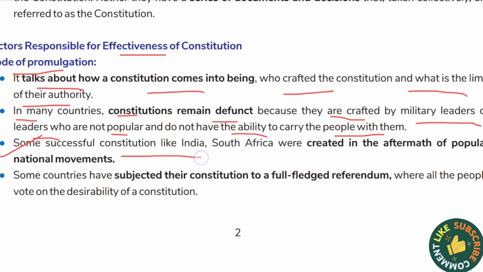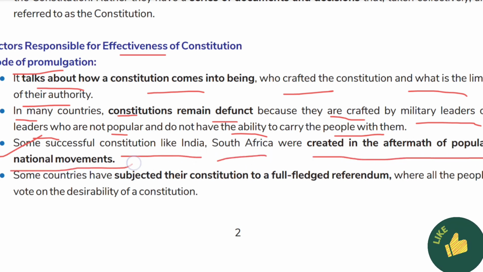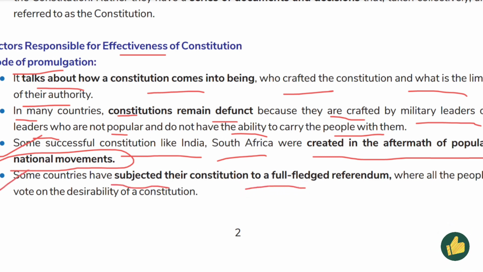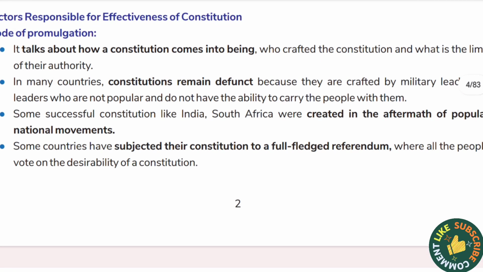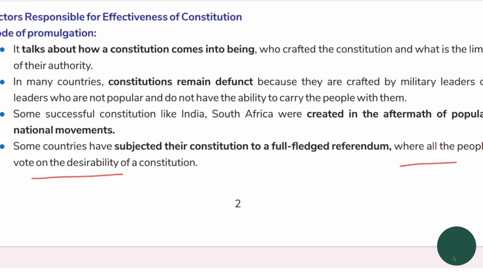Some successful constitutions, like India and South Africa, were created in the aftermath of popular national movements, and some countries have subjected their constitution to a full-fledged referendum where all the people vote on the desirability of a constitution.